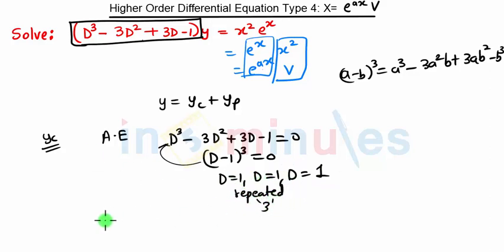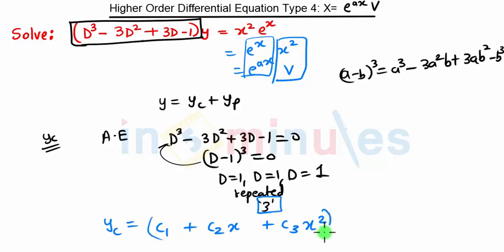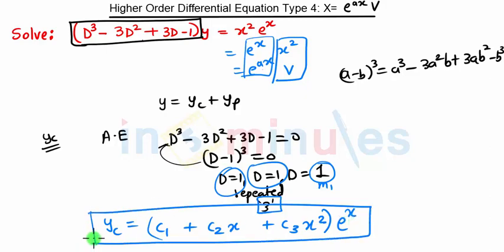Then in this case our yc will be given by c1 plus c2 x plus c3 x square into e raised to m1 x. Because the roots are repeating thrice, we have 3 constants. We multiply one constant by x and another constant by x square, into e raised to m1 x. In our case m1 is nothing but 1, so e raised to 1x. This is our solution for yc.